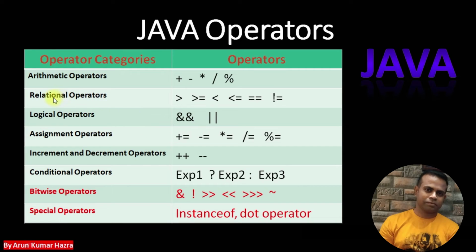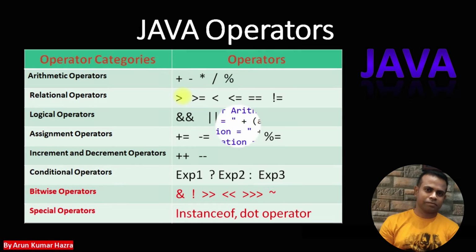Now the next category of operator is our relational operator. What is that? Making some relation. So we know that greater than equal to, less than equal to, double equal to, not equal to, these are something relational, right? In Java we generally use these keywords for our relational operators. And what will it return? It will return a true or false value based on the logic. So let's check with some examples.